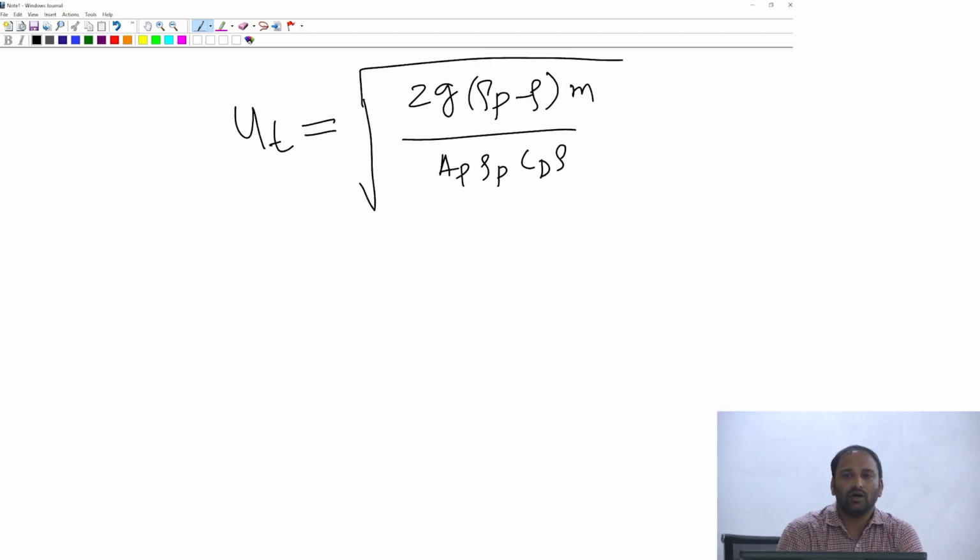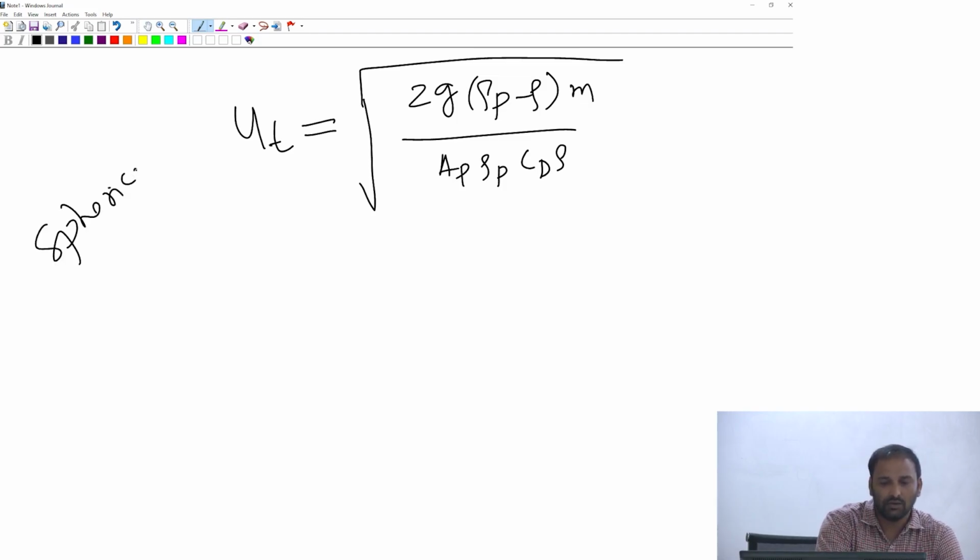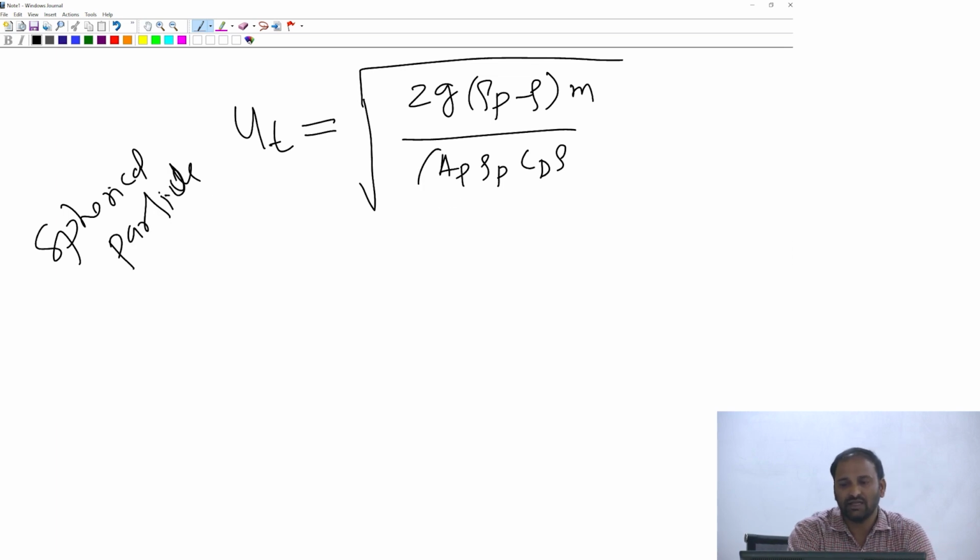Now if I'm considering a spherical particle, we said that this Ap, which is the projected area, is what you see if a particle is moving in a fluid and you look at a plane perpendicular to the flow and ask what area you see. If it's a spherical particle, your Ap is going to be one-fourth pi dp squared, where dp is the diameter of the particle. I can substitute for Ap.